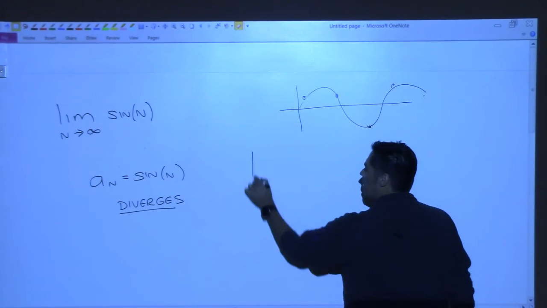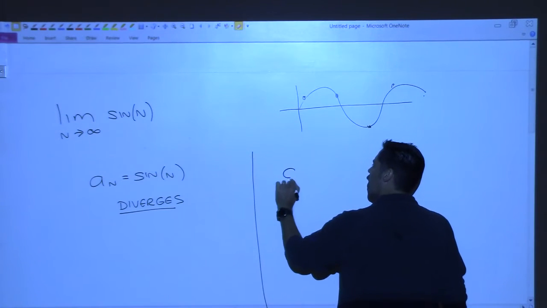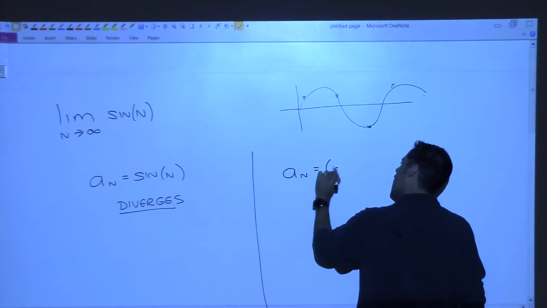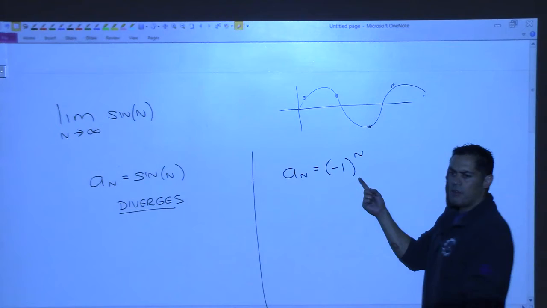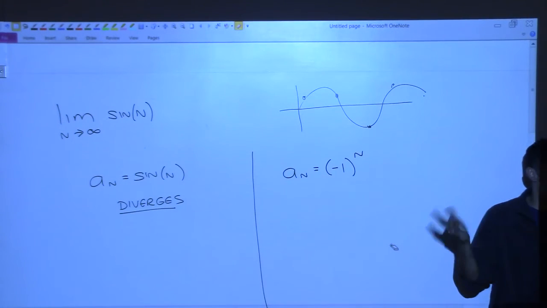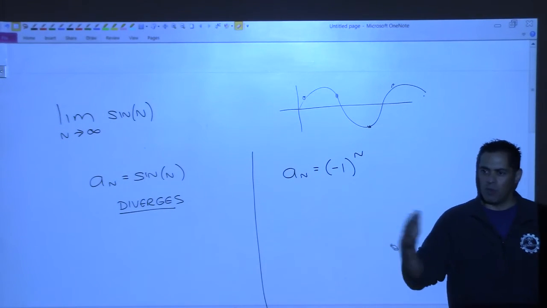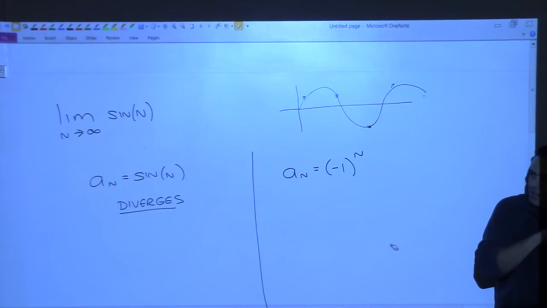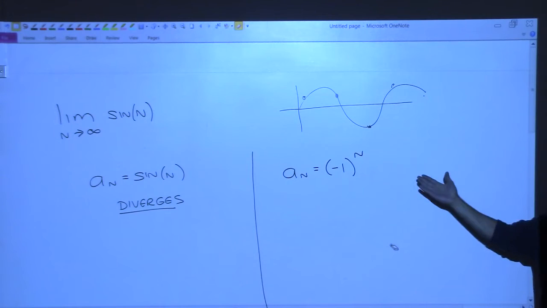What about this sequence? Is that convergent or divergent? Divergent? Why do you think? It just keeps switching back and forth, right? This is the one that goes, what, -1, 1, -1, 1. Is that headed to anything in particular? No. So that would be divergent.